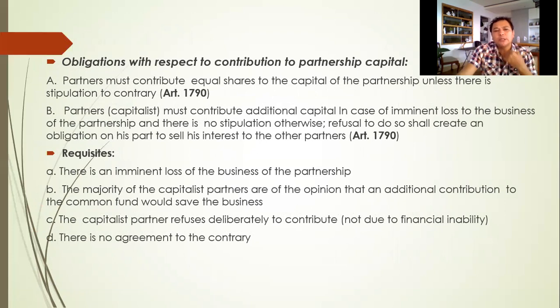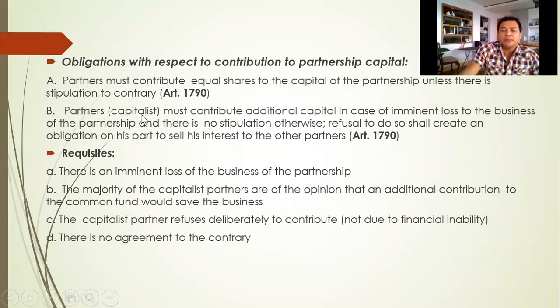Okay, now we discussed the obligations of a partner with respect to contribution to partnership capital. Partners must contribute equal shares to the capital of the partnership unless it is agreed in the articles or unless there is a stipulation to the contrary. So the general rule in the contribution of partnership capital is that the partners will contribute equal money, or it could be property of equal value, no? Unless there is a stipulation.